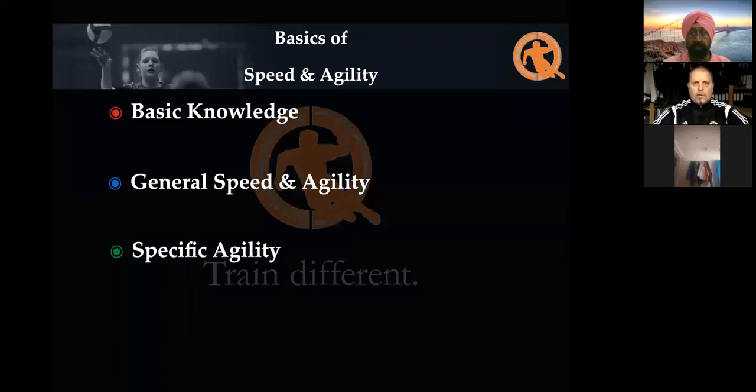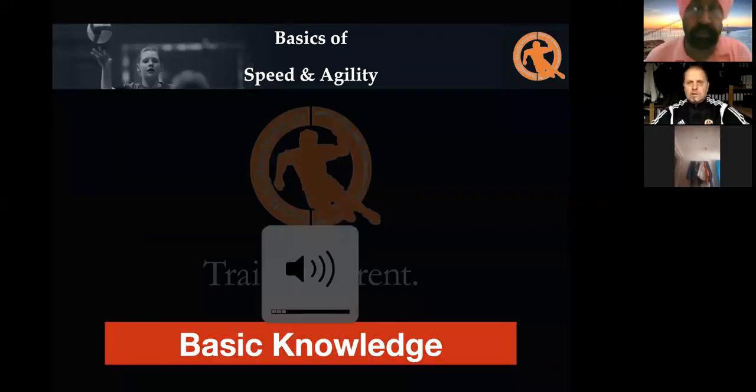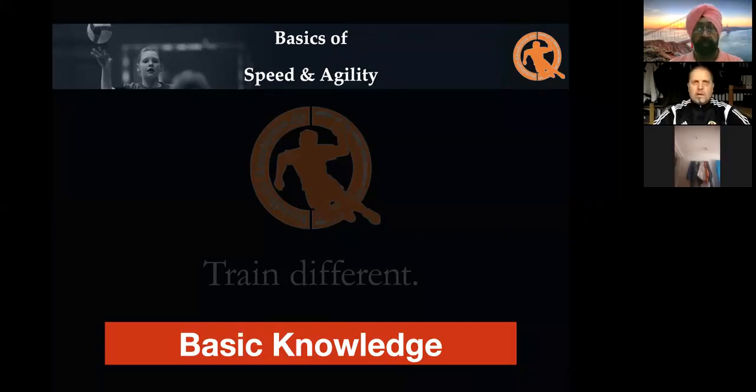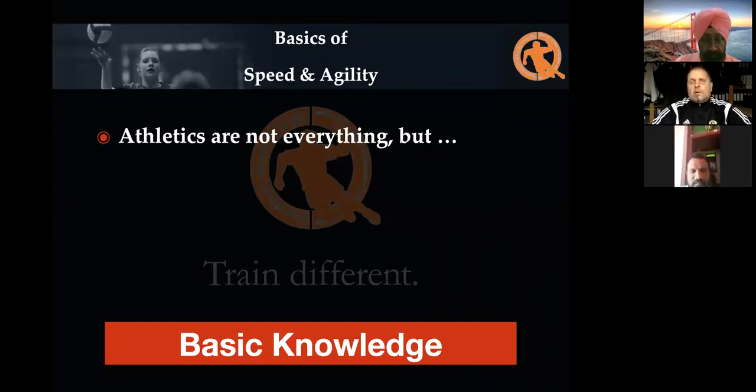Okay, now about the basic knowledge. This is the first chapter, and we start with some slides we had yesterday before, but I will discuss that in a short way only. First slide, you remember the sentence and how it is continued. Athletics are not everything in handball, but without athletics, everything is nothing. So the players need to work out their athletic skills in coordination, like we said yesterday, and in speed and agility too. This is very much important.